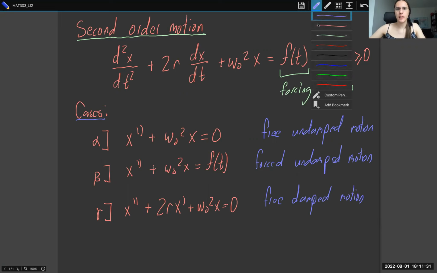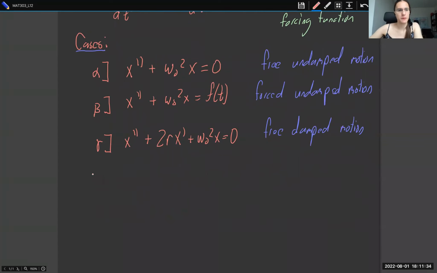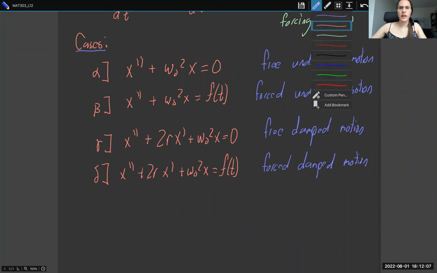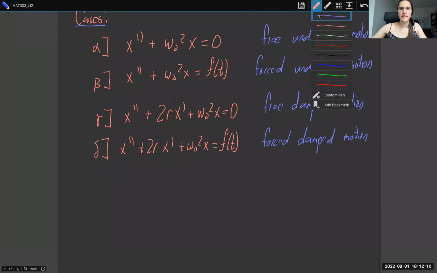And then the most general case is going to be forced damped motion. And in this analysis, we're going to look at forcing functions of very specific forms, specifically oscillatory forcing functions. So in the first case, let's see what happens.